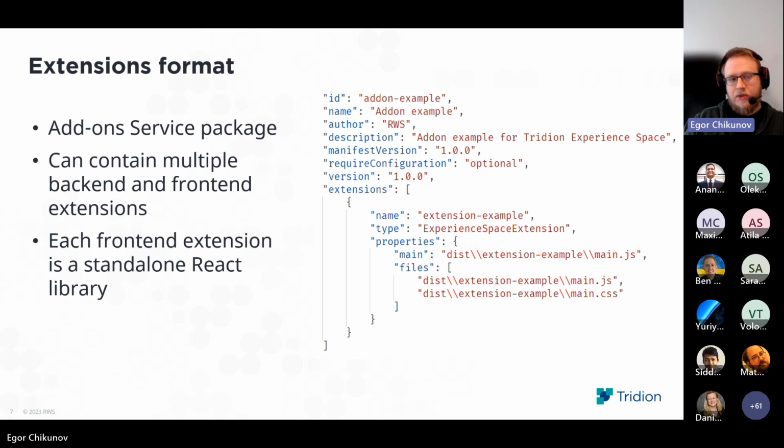The benefit of supporting this format is that you can create an add-on that would contain both backend parts and the front-end part. So you can have a data extender on the backend that provides some data, and a column extension on the front end that would render this data in a table in a specific way. And you can update both together.